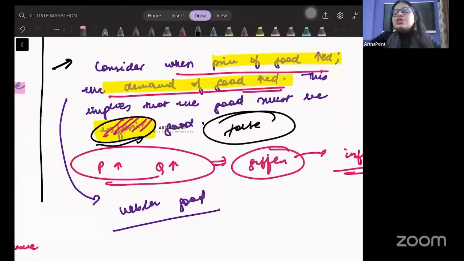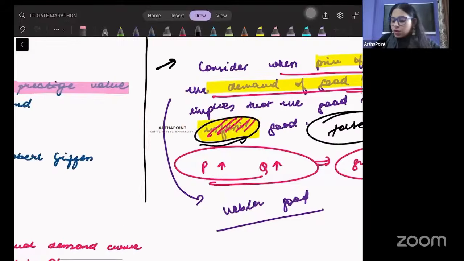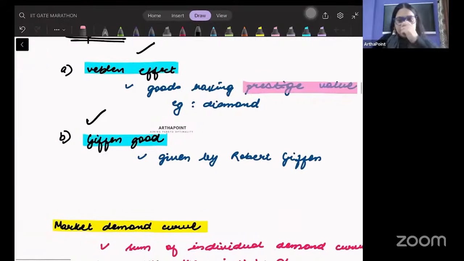Prestige is involved here, and because of that prestige I am doing this. That is why it is called a Veblen good. The law of demand is not being followed, but in the background we have the prestige value in this case, right? Okay. Then this is the market demand curve.